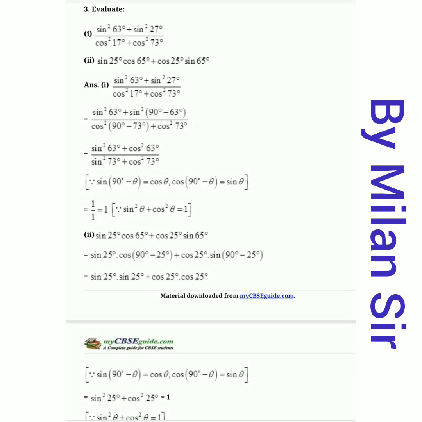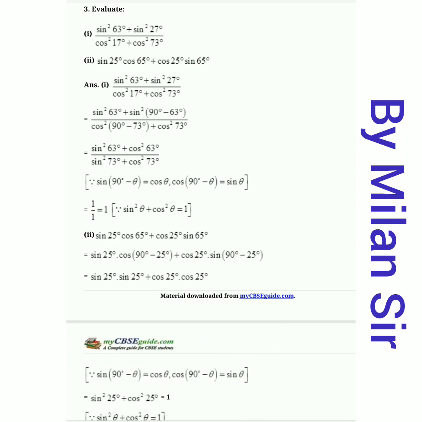Question number 3. Internally two questions are there. Evaluate. First is sin square 63 plus sin square 27 upon cos square 17 plus cos square 73 degree. So here now look at one thing, that the addition of 63 plus 27 is equal to 90, and we also don't know the value of sin at 63 and 27, right? And in the denominator here, 17 plus 73, it is 90. So we need to use the method of complementary angles, right?